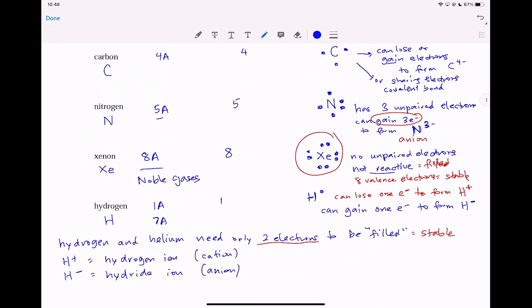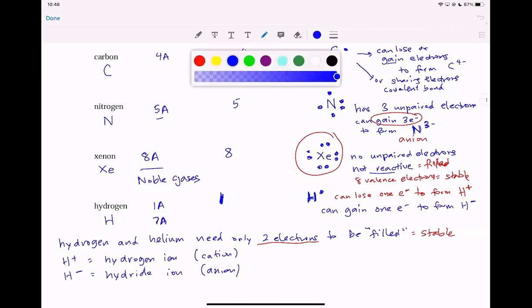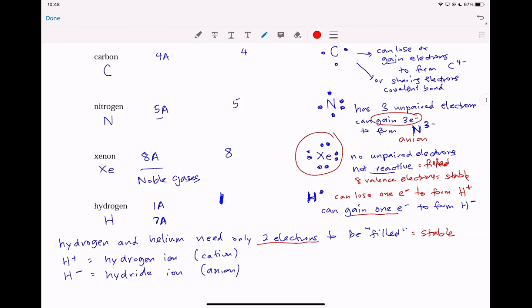Now notice, even though family 7A should have 7 valence electrons, hydrogen can't have 7 valence electrons. Why? Because it only has 1 electron. It has 1 electron, but because it can gain 1 electron, that's similar to all of the elements in family 7A. Those elements in family 7A, those are called the halogens. They all also gain 1 electron. And so they will be forming the ions like F minus, Cl minus, Br minus.